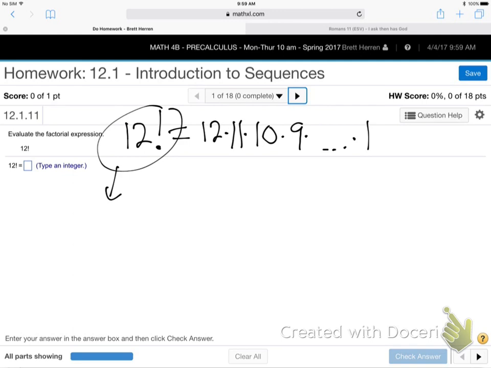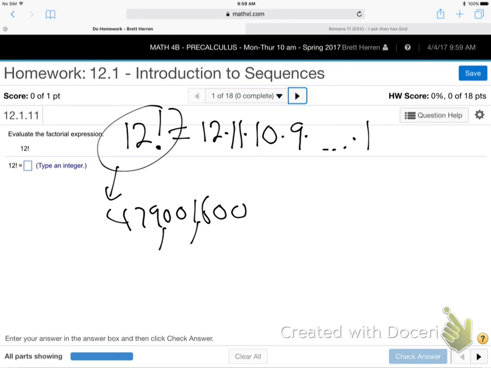I need the whole thing there. What you got? 479001600. Well, one more time. 47900? 1600. So 479 million. You guys getting that? Anybody getting 12 factorial? Is that the answer? Yep. All right, that must be it.